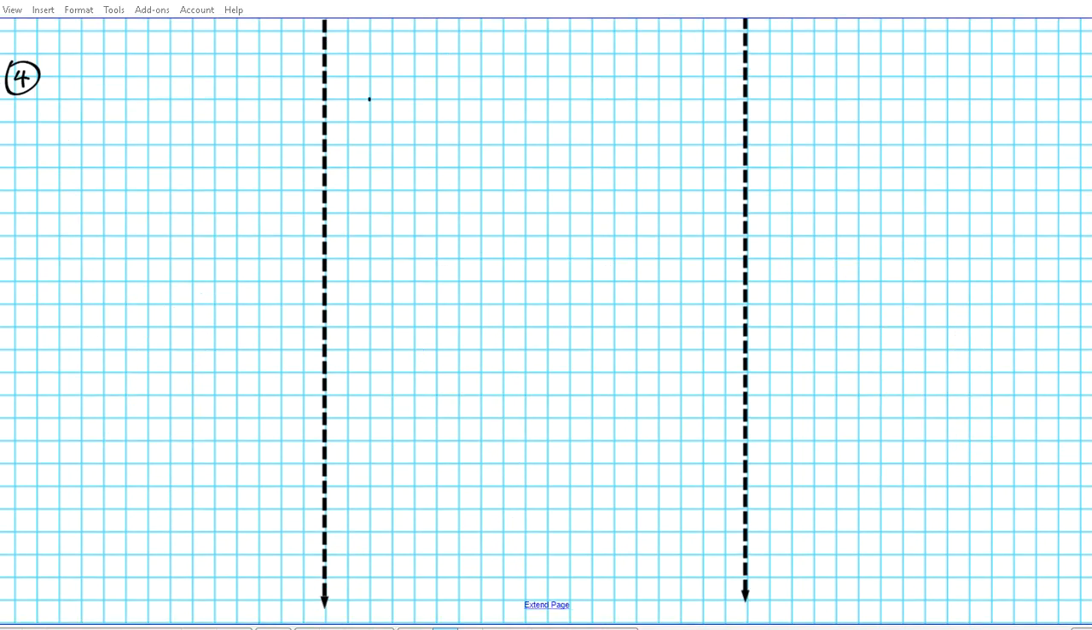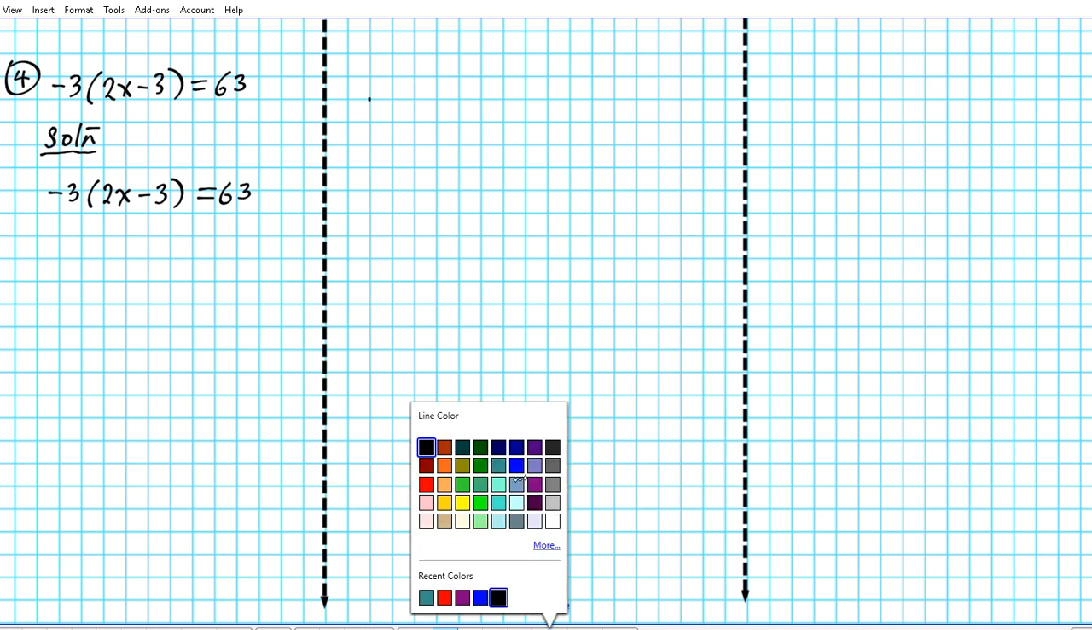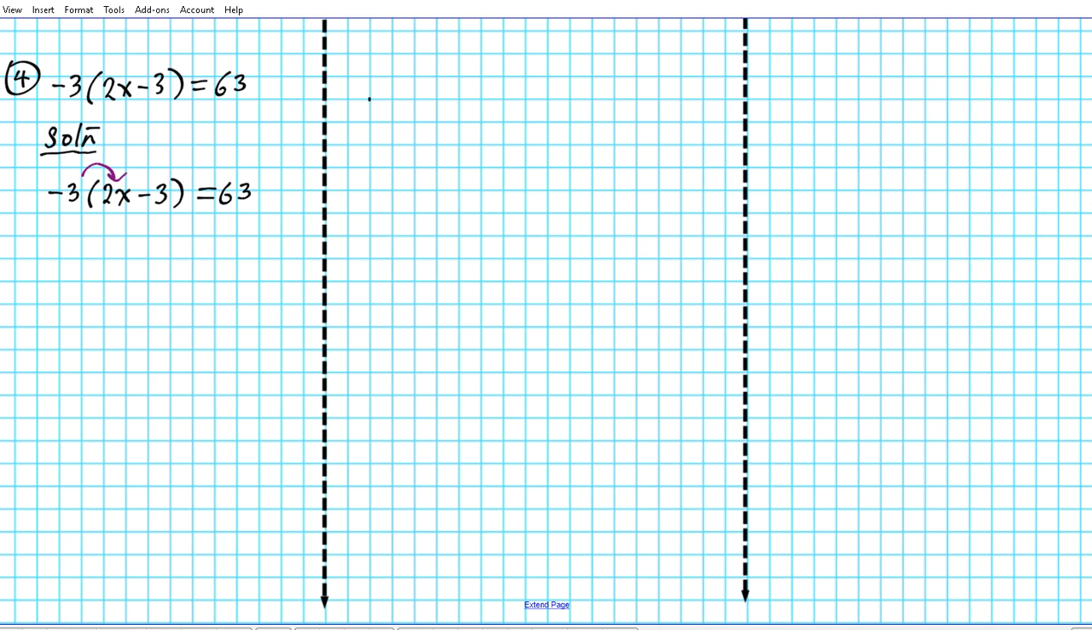Alright, let's take a look at question 4. Question 4, we have negative 3 times quantity 2x minus 3 equals 63. So for this one, we are going to follow the same procedure as we did for number 3. Get rid of the parentheses first and then get x isolated. So we're going to start off by distributing negative 3 to both numbers here.